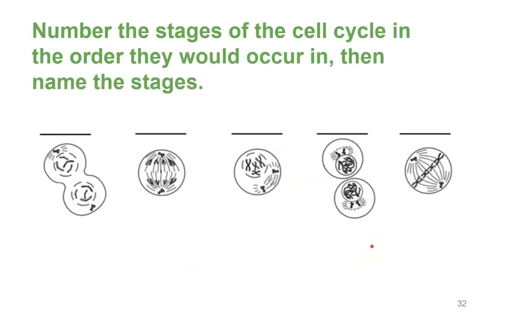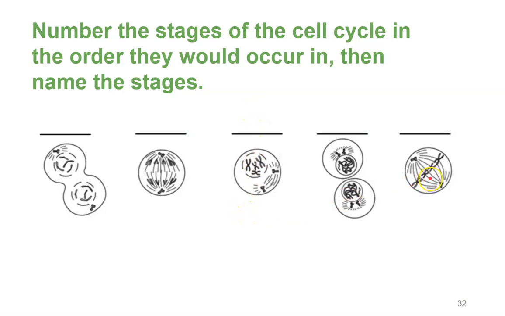All right, so can we put these in order, and can we name the phases? So go ahead and pause it. We're going to go over the answers here. So the first phase, or number 1, should be this one right here. So this is going to be what? This is going to be prophase. So it's not interphase because the chromosomes are condensed and the nuclear envelope is starting to break down. The centrioles are starting to produce their components, their spindles. So this is going to be number 1, prophase.